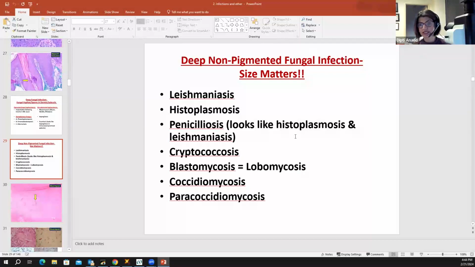The first one is Leishmania and Histo, which are similar in size, and Penicilliosis, which looks exactly like Histo and Leishmania, more so like histoplasmosis. So these are all similar in size. The next one is Cryptococcosis. The next one is Blasto, which is equal in size to Lobo. And then we have Coccidio and Paracoccidiomycosis. If you want to take a picture of the slide for memorization, you will need to remember it like that.